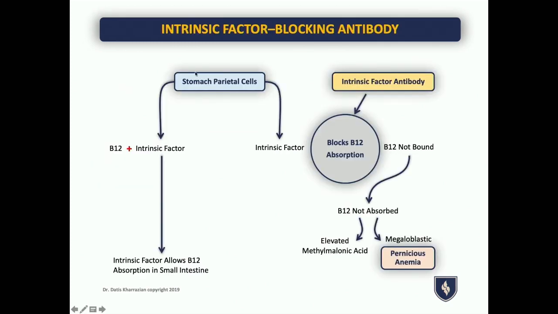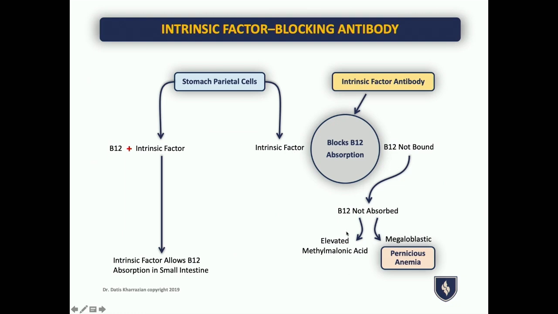The mechanism is normally when your stomach parietal cells release intrinsic factor, it binds with B12, and B12 bound with intrinsic factor can cross the small intestine. When people have intrinsic factor autoantibodies, the autoantibody blocks intrinsic factor, destroys intrinsic factor, so it can't bind to B12, so it can't get into the GI tract.